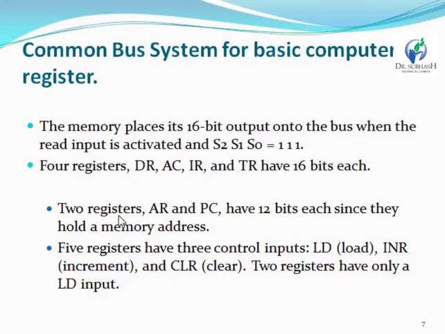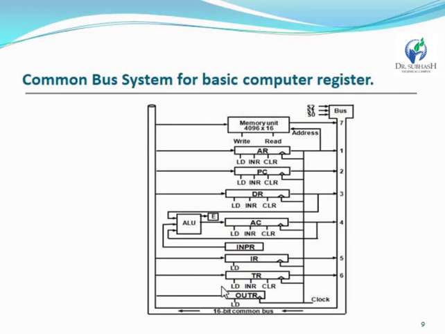And next, the two registers AR and PC have 12 bits, since they hold memory addresses. Then next, five registers have three control inputs: load, increment and clear, and two registers have only a load input. So we can show that here. As shown in the diagram, the output will be the load input. So read and write operations are performed in the memory unit, and the arithmetic operation is directly performed.